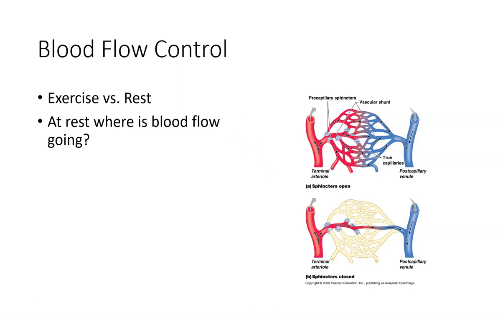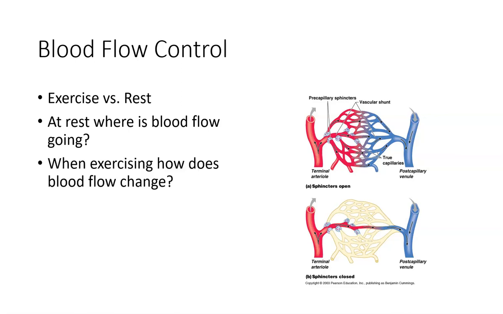At rest, blood flow is going to all your organs, obviously, but a lot more is going to your digestive system, primarily because you are digesting food. And to digest food, you have to absorb nutrients, so you have to have blood flow. Okay. But what happens when you start to exercise?